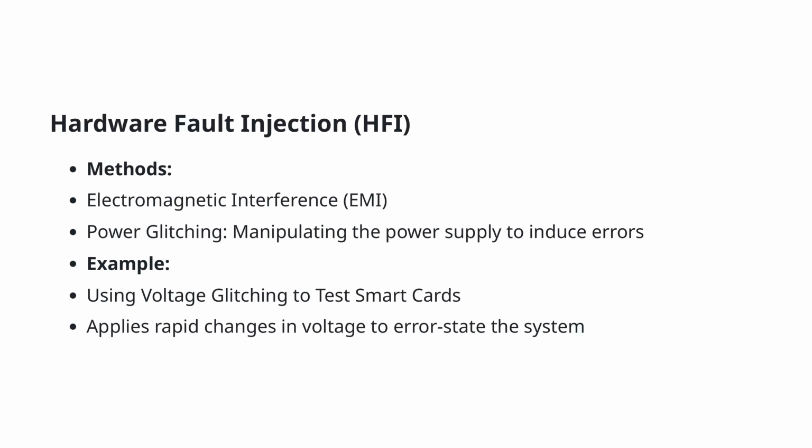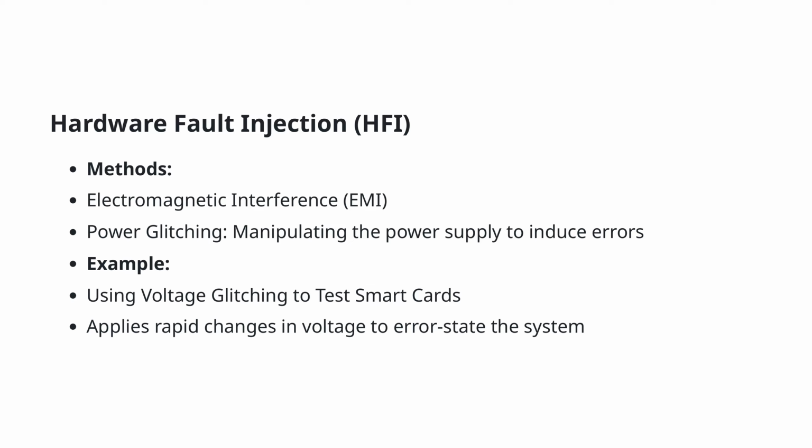In this slide, we're focusing on hardware fault injection, HFI, methods. HFI is a technique where we induce faults by manipulating the hardware environment in which the system operates. There are several ways to achieve this, including methods like electromagnetic interference, EMI, and power glitching. Electromagnetic interference involves exposing the hardware to electromagnetic fields, which can disrupt normal operation and help identify vulnerabilities. Power glitching, on the other hand, works by manipulating the power supply.